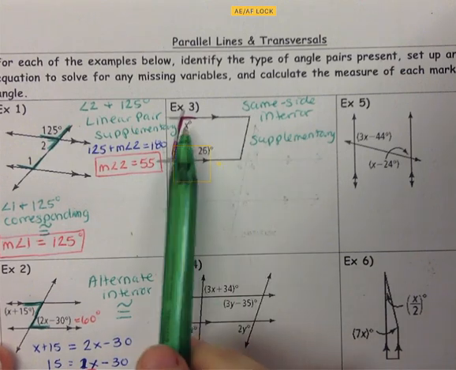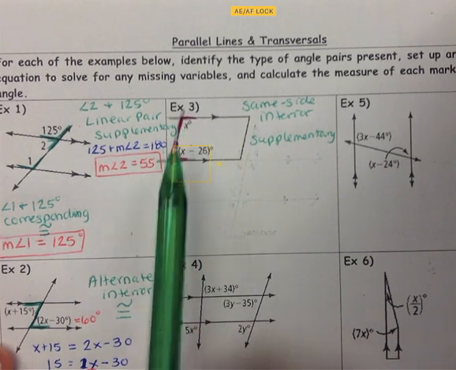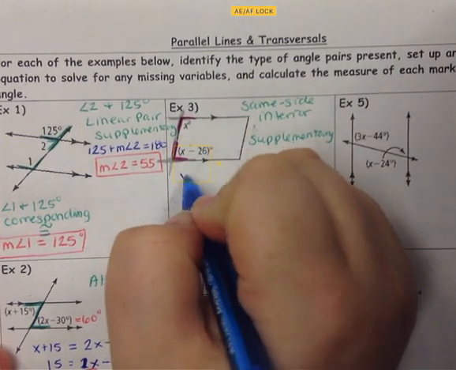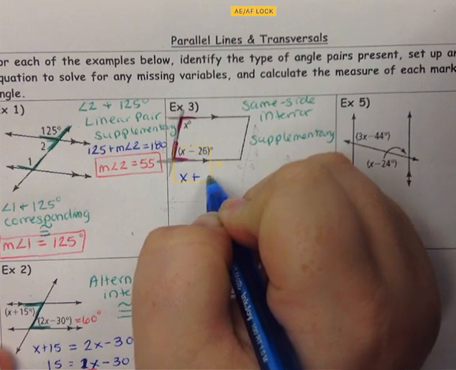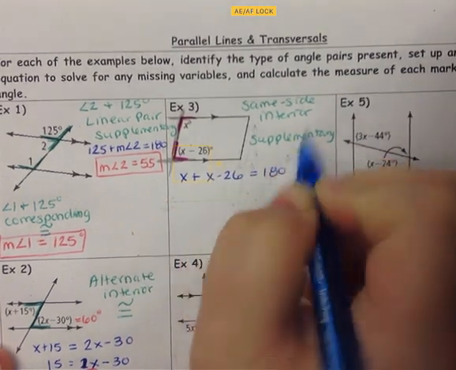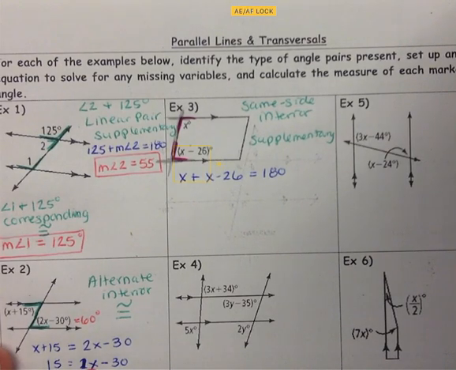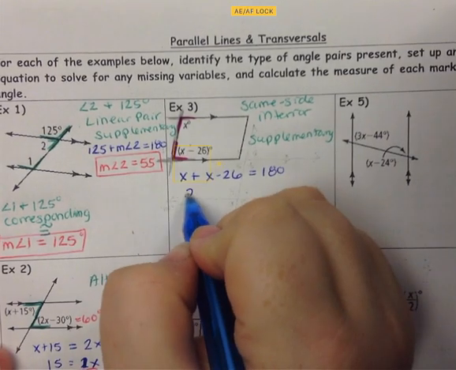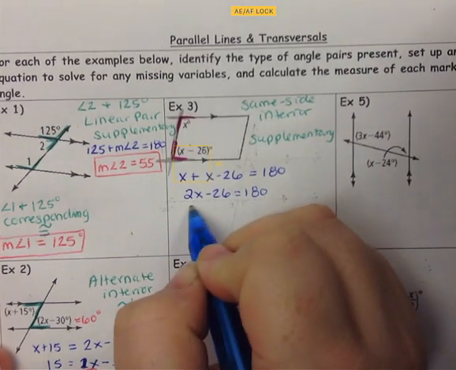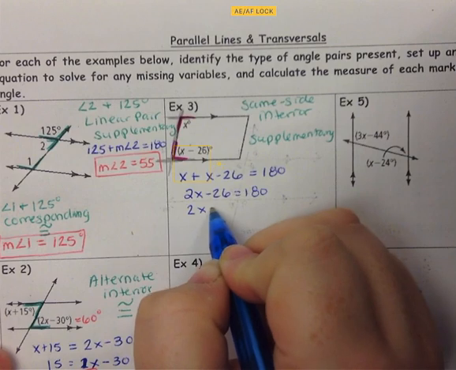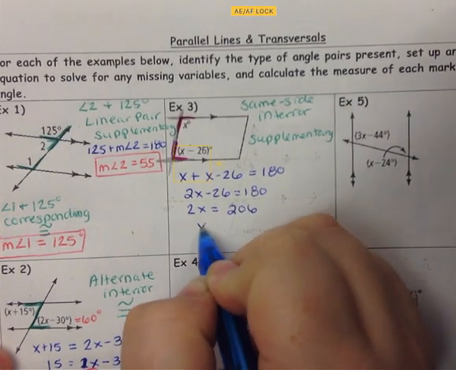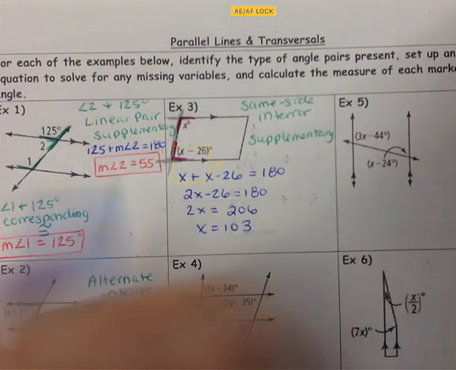So since they're supplementary, that means you can add the two angles up and equal them to 180. So the first angle is x plus the second angle, x minus 26, and it's supposed to equal 180. The supplementary are two angles that add to 180. So x plus x is 2x minus 26 is equal to 180. We're going to add the 26 to the other side. So 2x is equal to 206. We're going to divide by 2, so x is equal to 103.